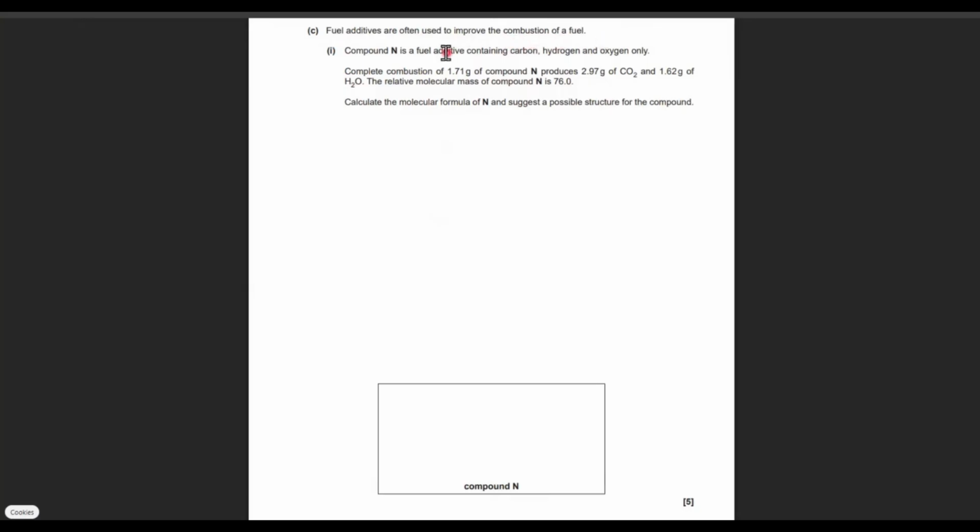Okay, now we're going to look at C. Fuel additives are often used to improve the combustion of a fuel. I really need to get some new glasses. Compound N is a fuel additive containing carbon, hydrogen, and oxygen only. Complete combustion of 1.71 grams of compound N produces 2.97 grams of carbon dioxide and 1.62 grams of H2O. The relative molecular mass of compound N is 76, so that's its Mr. We've got the mass of the CO2, 2.97, the mass of the water, 1.62. We've got the mass of compound N, which contains carbon, hydrogen, oxygen, 1.71 grams. Calculate the molecular formula of N and suggest a possible structure for N. And how much is that? 5 marks. Jeez! All right, people, press pause on the video, have a go at this one on some scrap paper, then unpause, and we'll go through it.